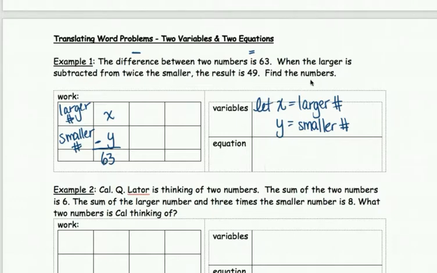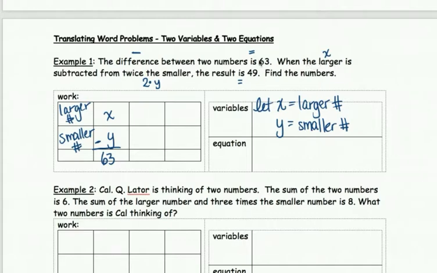All right, so the next one is, when the larger is subtracted from twice the smaller, the result is 49. So again, just write in things to help you translate it. The larger, okay, what am I using to represent larger? The x. So when the larger is subtracted from twice the smaller, twice means multiply by 2, and the smaller is y. And again, like we saw last time, sometimes the subtract comes first in the sentence, but it means we're taking it away from something here.